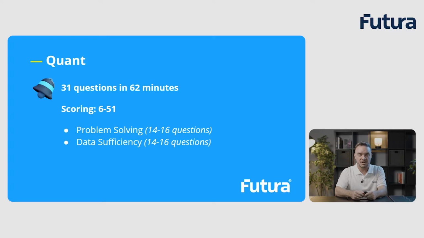The first section, Quant, consists of 31 questions in 62 minutes, so that's an average of 2 minutes per question, and scoring goes from 6 to 51. And you'll get roughly half and half of 2 different question types: data sufficiency and problem solving.